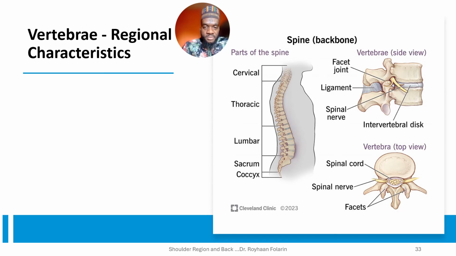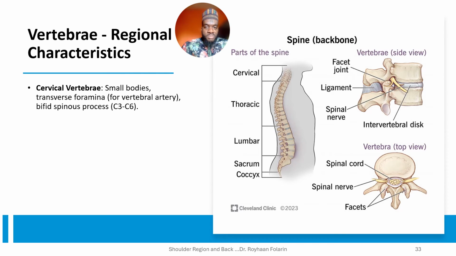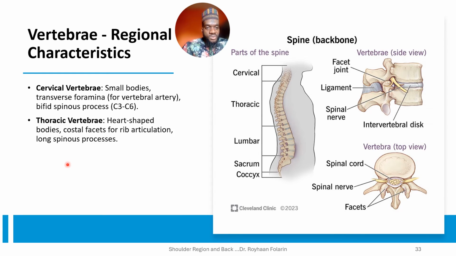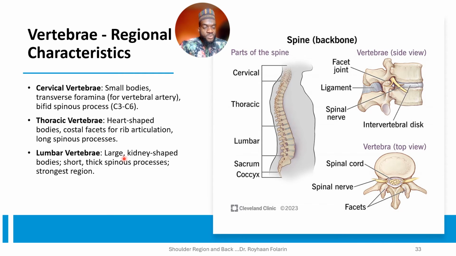So for the cervical vertebrae, you will notice that the bodies are quite small. You have the transverse foramen for the vertebral artery, and you have the bifid spinous processes too. Then in the thoracic vertebrae, the bodies are heart-shaped, and they have costal facets because that's where you have ribs arising from the thoracic vertebrae to go and connect with the sternum through the costal cartilages. And you have the long spinous processes in the thoracic vertebrae, longer than what you have in the cervical vertebrae.